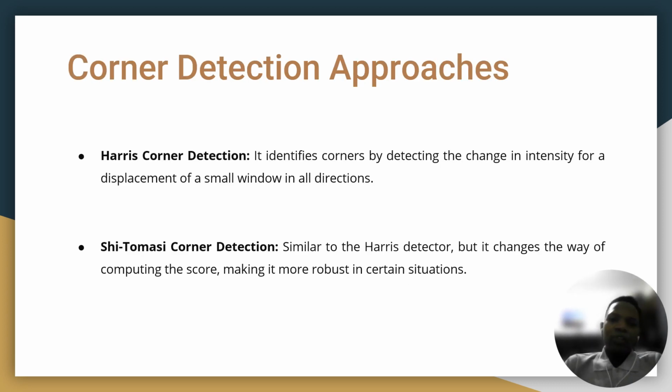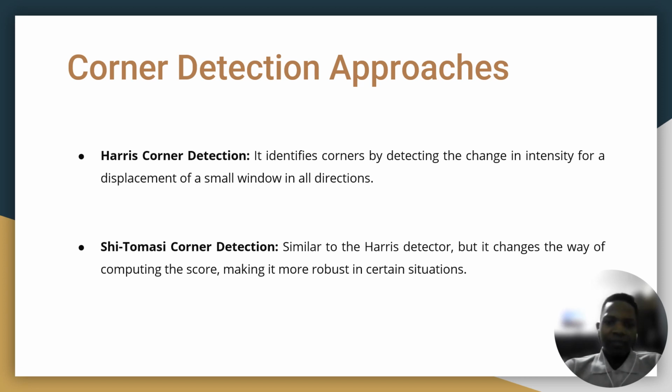Then next, we can go ahead and look at corner detection approaches. We have a couple of approaches that we're going to cover, but to start with, we have the Harris corner detection, which identifies corners by detecting the change in intensity for a displacement of a small window in all directions. And how does it work? The algorithm involves computing a Harris matrix that measures the corner response and identifies corners based on a threshold value. It's widely used due to its relative simplicity and effectiveness in detecting corners for a wide variety of applications. So this is one of the most widely used methods in detecting corners.